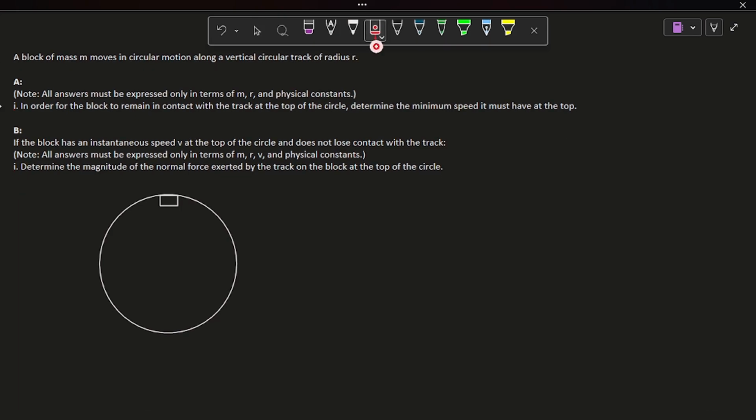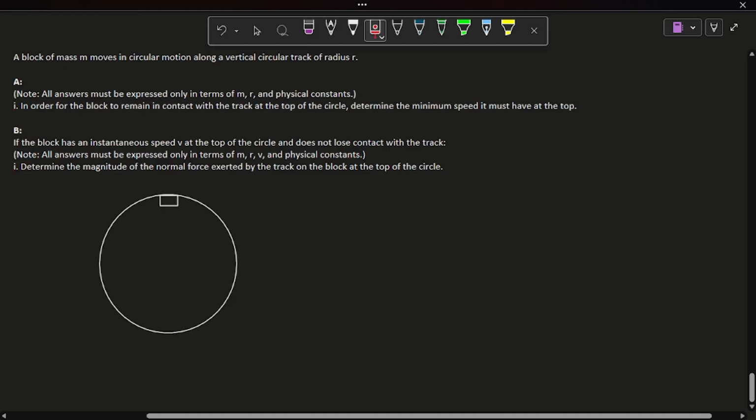A block of mass m moves in circular motion along a vertical circular track of radius r. Part A. In order for a block to remain in contact with a track at the top of the circle, determine the minimum speed it must have at the top.